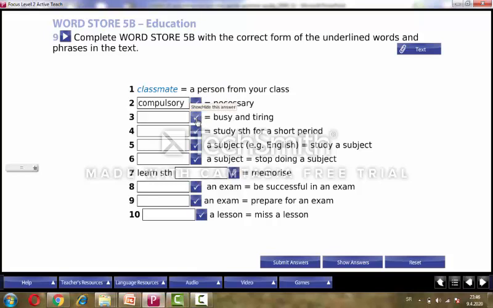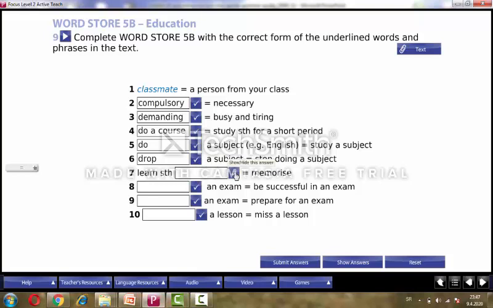What's busy and tiring? Demanding, or in American English pronunciation, demanding. Zahtjevan: demanding job, demanding subject, demanding work. Number 4, study something for a short period, do a course in English, in maths, etc. A subject, for example English: you study a subject, or you say, do a subject, I'm doing English. To stop doing a subject, you just say, I dropped English, meaning I don't study it anymore.